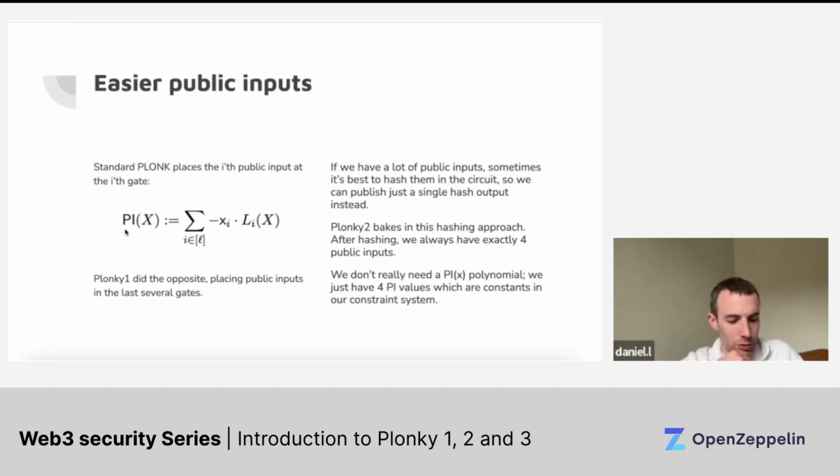But we could think about, what if we broke it into chunks? So maybe we have 20 public inputs, but instead of one big polynomial with 20 terms, maybe we break it into 4 polynomials that each have 5 terms, which wouldn't quite work in standard Plonk because one gate doesn't even have 4 wires, so we can't do that. But in some generalization of Plonk, that could work, I think.